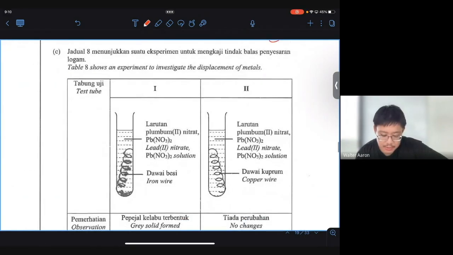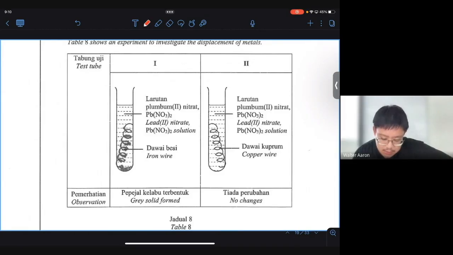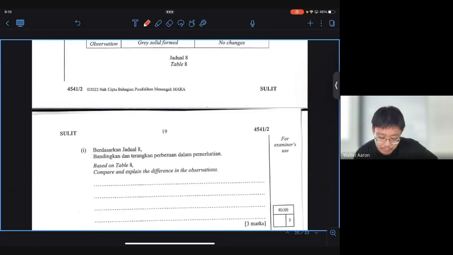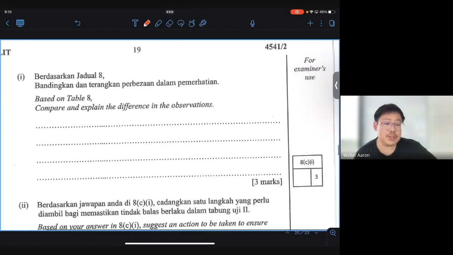All right, table A shows an experiment that investigates the displacement of metals. So we have one which is lead-2 nitrate solution with iron, and then we have another one which is lead-2 nitrate with copper. For the first experiment, a gray solid is formed. Second one, no changes. So compare and explain the difference in the observation.